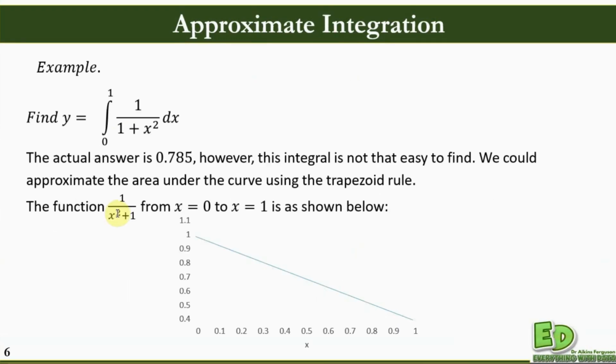So an example is that we have to find the area under the curve. See the integral with upper limit 1, lower limit 0, 1 over 1 plus x squared dx. The actual answer for this function over here is 0.785. However, this integral is not that easy to find. We could approximate the area under the curve using the trapezoidal or the trapezium rule. The function is 1 over x squared plus 1.